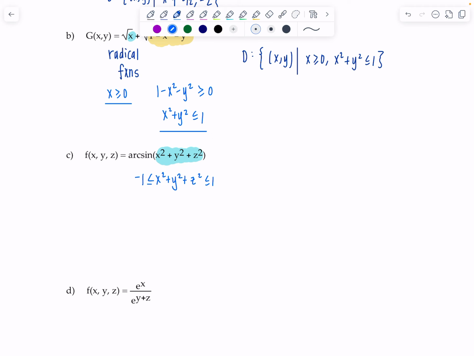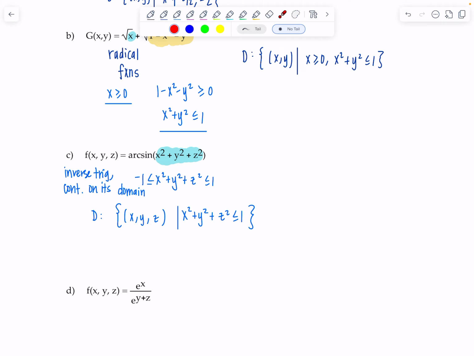So there's no way that it's ever going to be negative. So it's kind of redundant. If you just want to put x squared plus y squared plus z squared is less than or equal to 1, the greater than or equal to -1 part is automatically handled. If that makes you nervous, I suppose you don't have to do that, but let's be crisp and precise. Okay, so this is an inverse trig function. And we know that, again, it's continuous on its domain. And the domain is right here. Boom. Make sure that you specify all ordered triples, x, y, z.